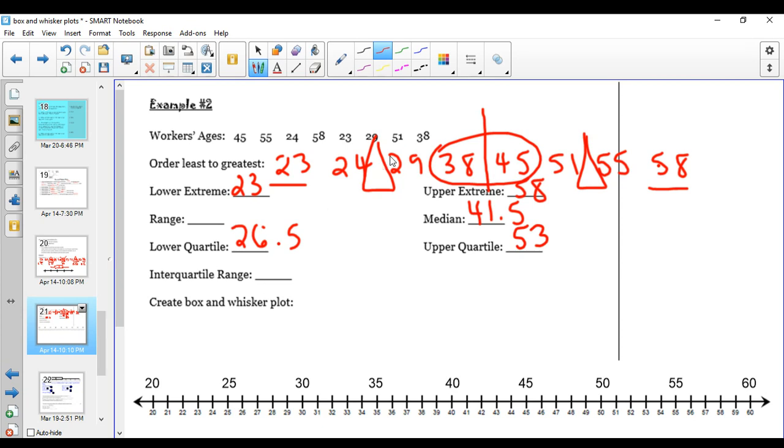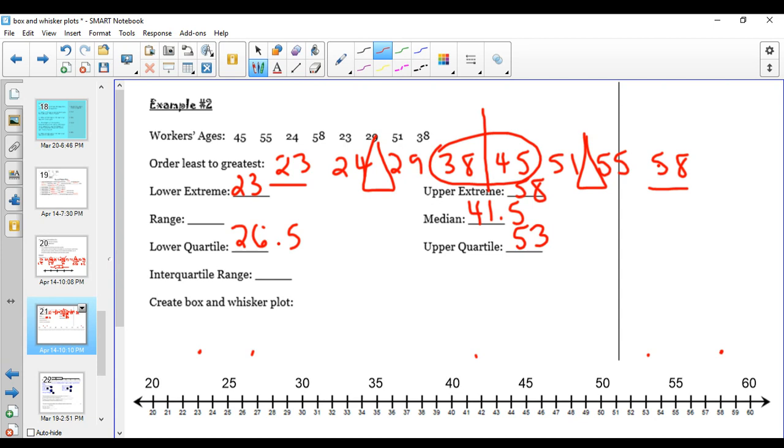Okay, so the lower extreme was 23, so I'm going to come put a dot at 23. Okay, my lower quartile was 26.5, so that's going to be right about here. My median was 41.5, so that's going to be right here. My upper quartile was 53, which is going to be right there, and then my upper extreme is 58.